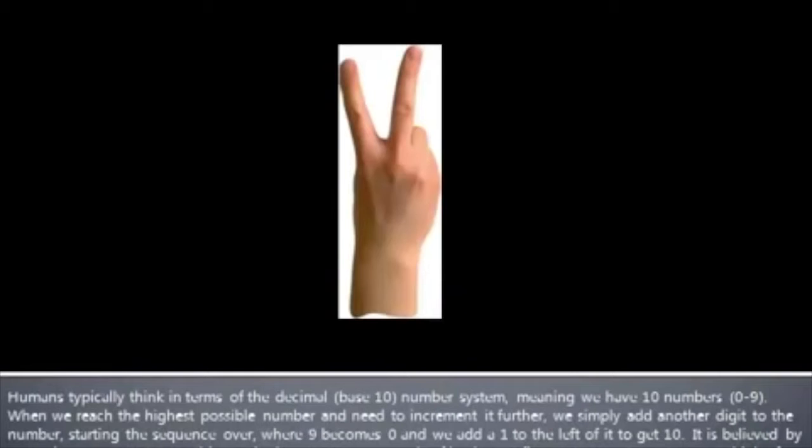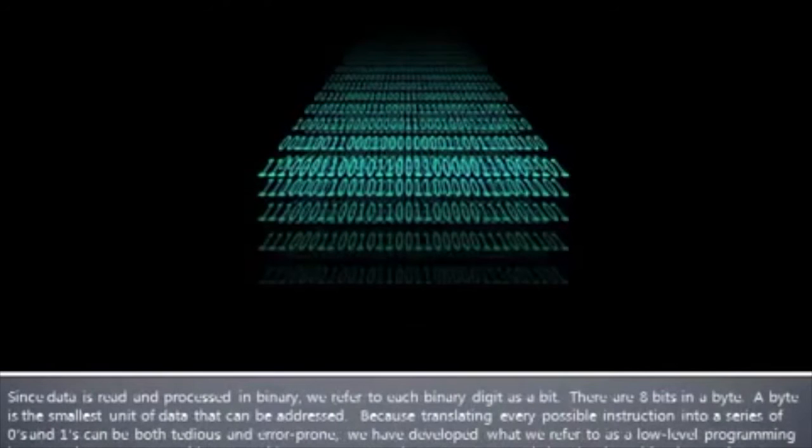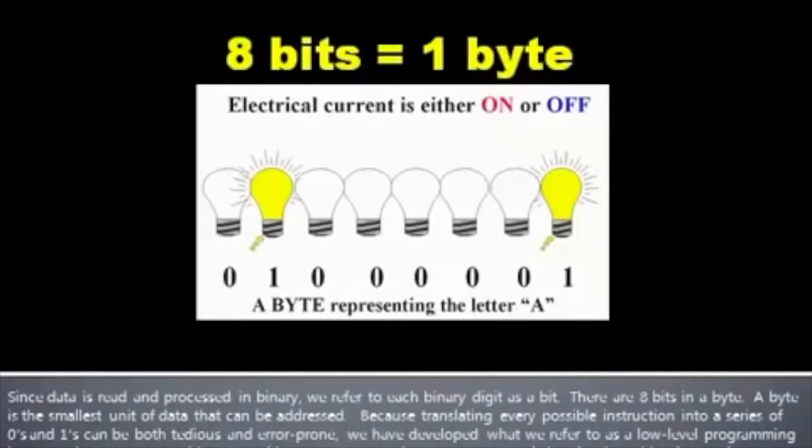If you're still having trouble grasping the concept, you can also think of it as if your computer only understands Morse code, which has just 2 characters in its alphabet. Since data is read and processed in binary, we refer to each binary digit as a bit. There are 8 bits in a byte. A byte is the smallest unit of data that can be addressed.